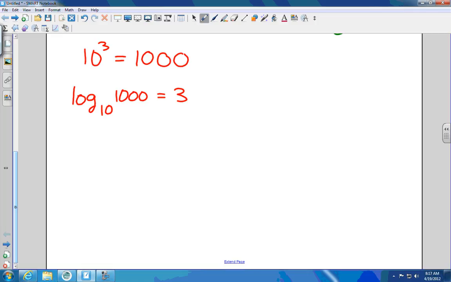And your next one, 9 to the 1/2 equals 3. So we write log, what's your base? Log base 9 of 3 equals 1/2.